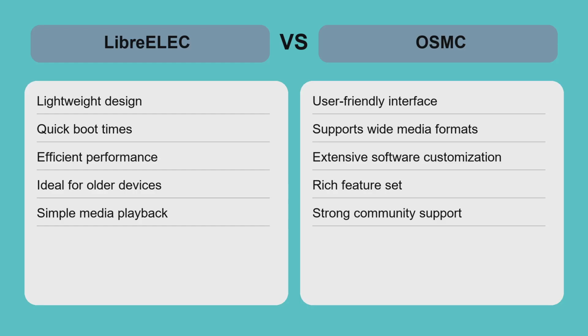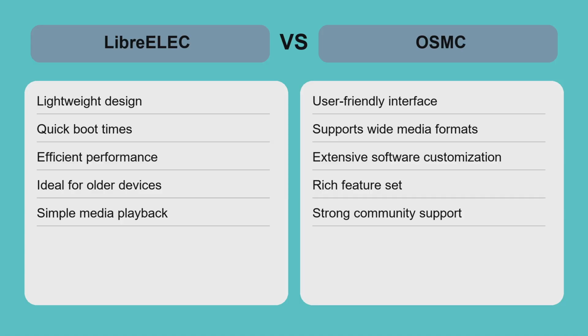For users with older hardware or those who prefer a no-frills experience, LibreELEC is an excellent choice due to its lightweight nature. It excels in speed and efficiency, making it perfect for straightforward media playback. On the other hand, OSMC shines with its user-friendly interface and extensive customization options, appealing to users who want a more feature-rich experience. However, this added functionality may come at the cost of performance on lower-end devices.